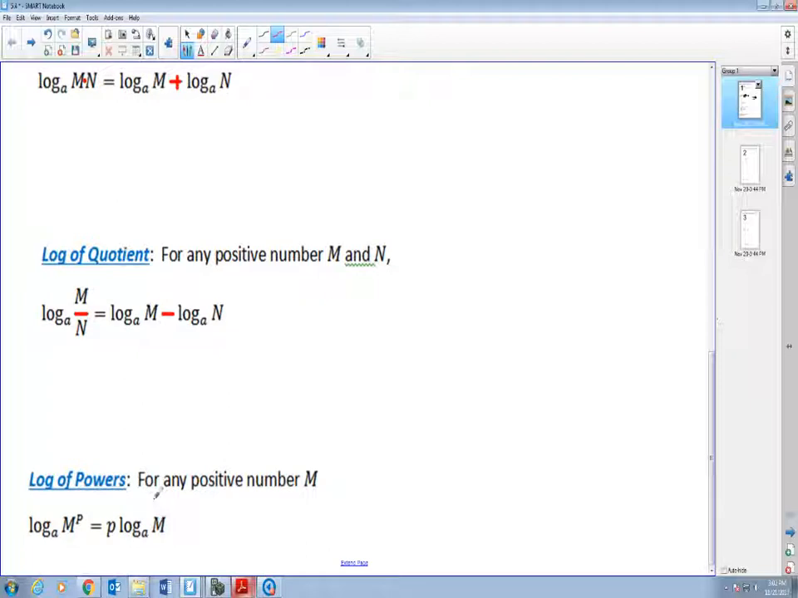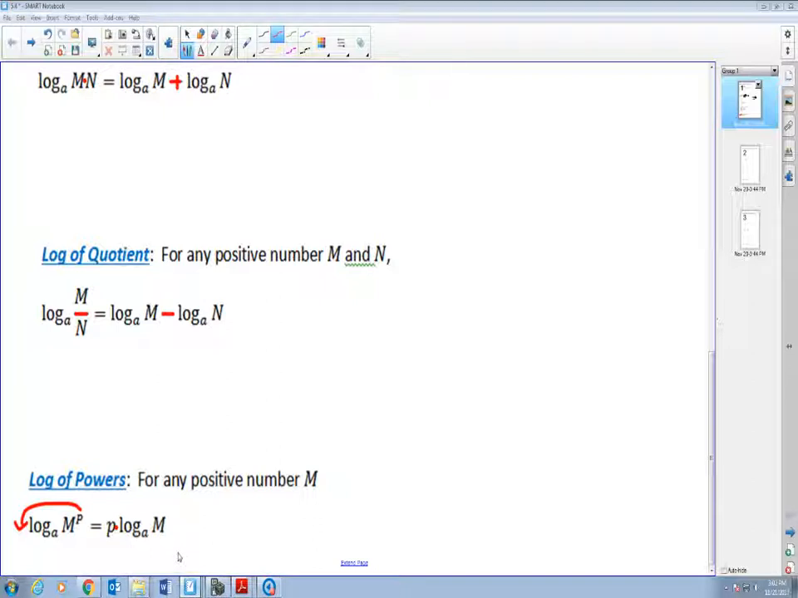All right, log of a power. For any positive number m, if I have log with the base a of m raised to another exponent p, all I'm going to do is drop the exponent to the front, in front of the log, so that it becomes p times log with the base a of m.